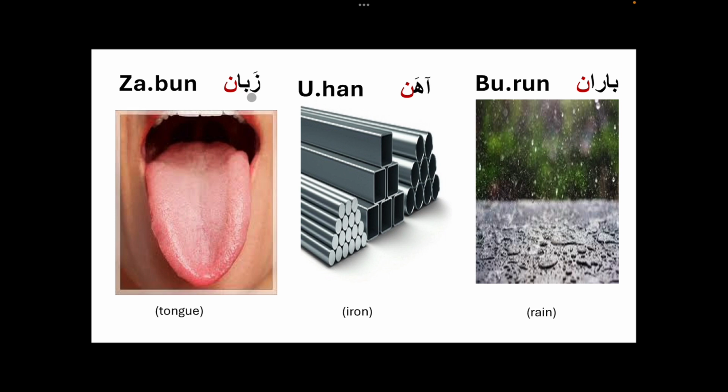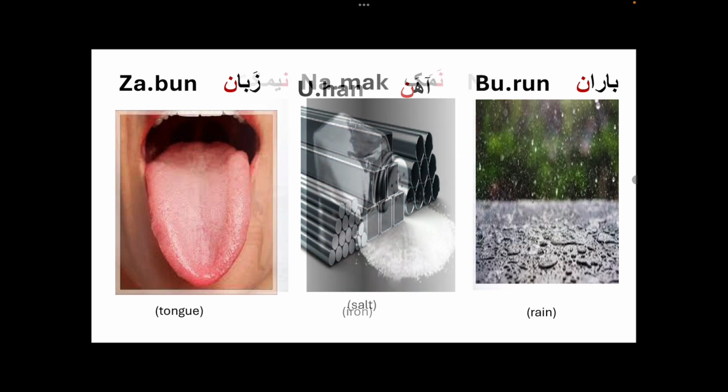Zaban, zaban, which means tongue. Then we have ahan, ahan, which means iron. Notice how the N is attached here, but the N is not attached here. Baran, baran, which means rain. And a few more words.